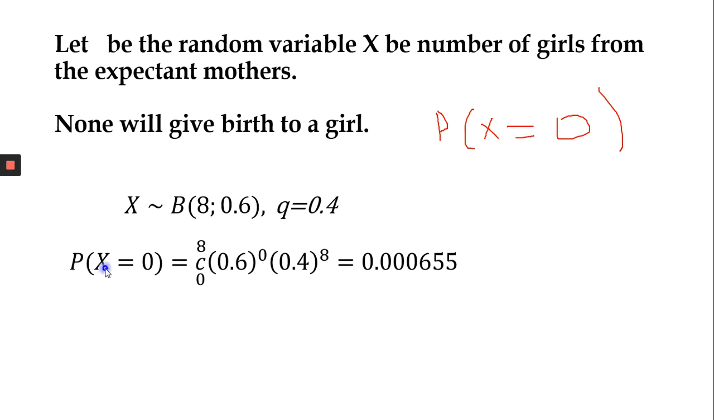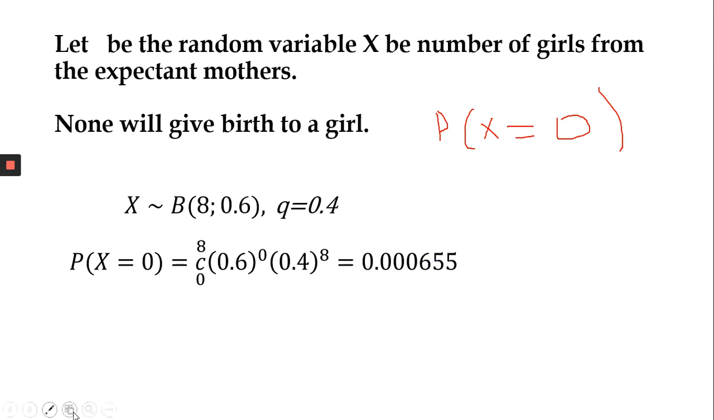Now, probability X equal to 0, because the question is saying none will give birth to a girl. So X will be equal to 0, and I want you to take note that our r from the probability distribution function is now 0. We just put in the values in the formula: 8 choose 0, p to the power r, which is 0, q to the power n minus r, which is 8 minus 0. So our answer is this one.